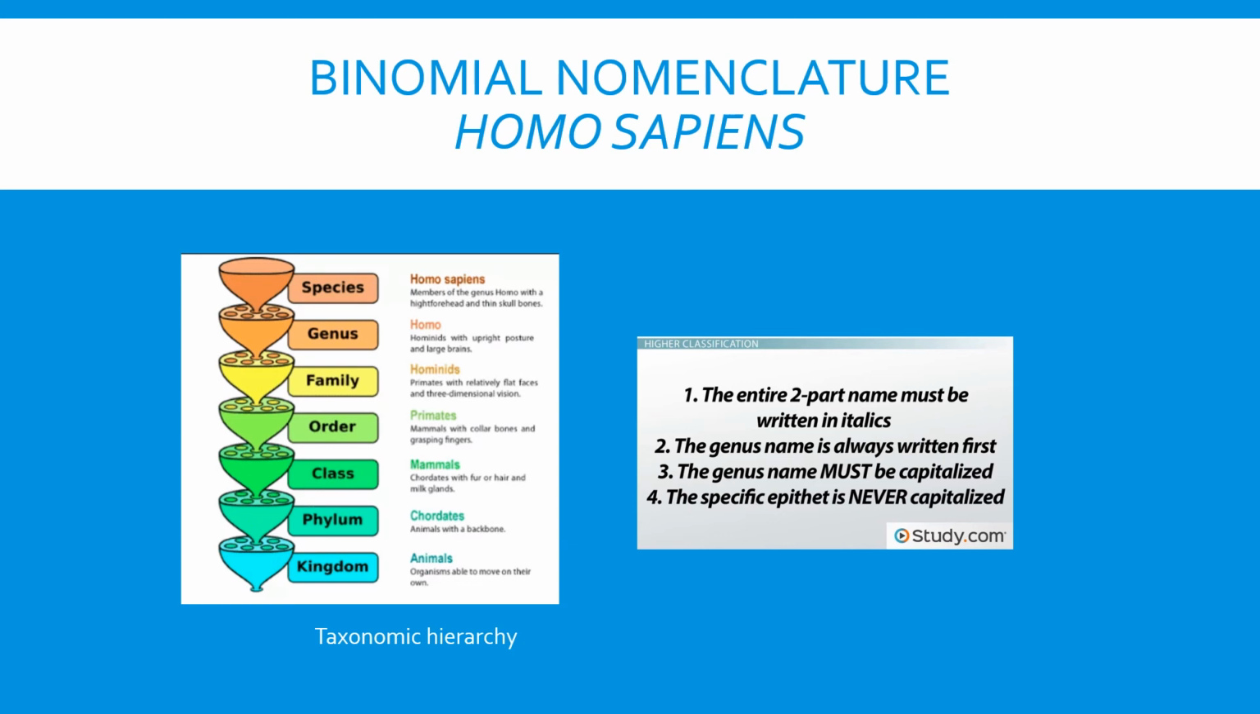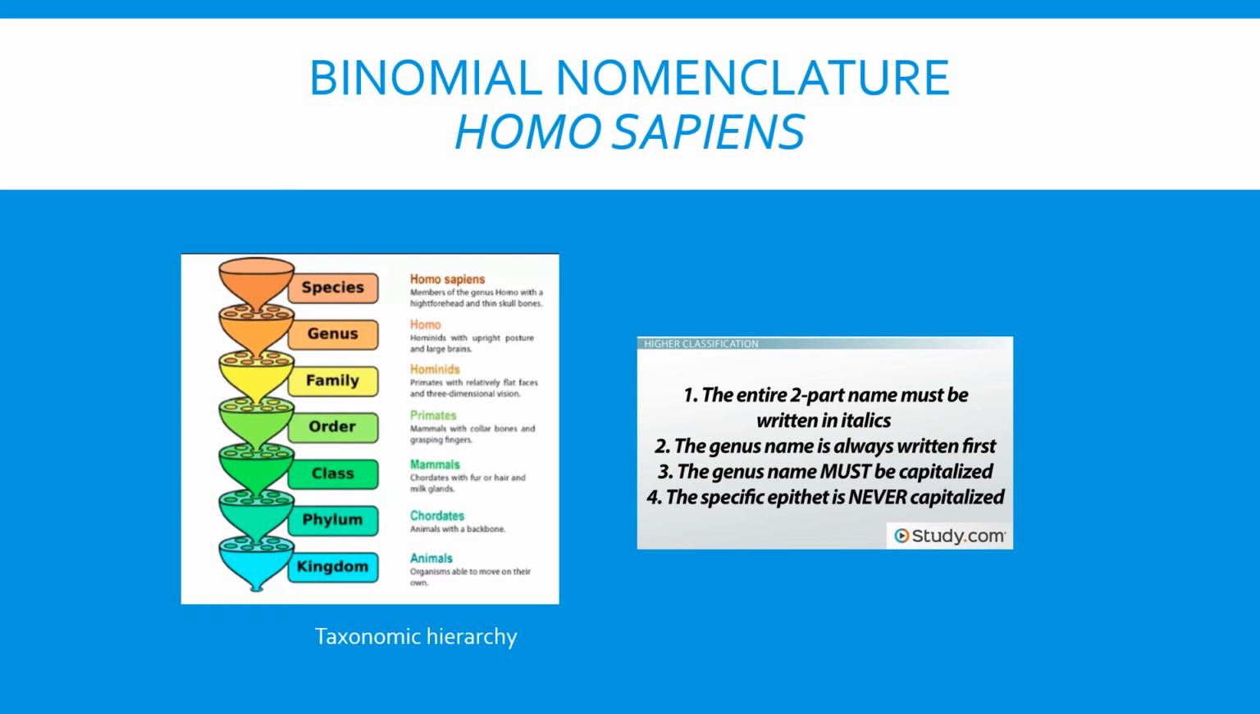The order that we belong to is primates. We have collarbones and grasping fingers with opposable thumbs, which is awesome. Family is hominids. So primates with relatively flat faces, three-dimensional vision. Thank you for the rods and cones. And then our genus is Homo, so hominids with upright posture and large brains, yes. And then lastly, our species would be Homo sapiens, which is a member of the genus Homo classified as having a high forehead and thin skull bones.